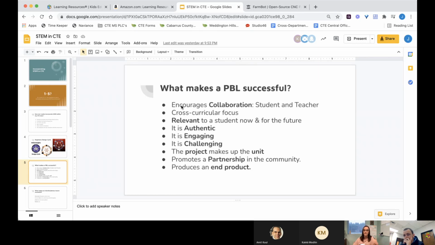Having that application, and making sure you're letting the students see the relevance of what they're learning, is definitely going to help keep it authentic, keep them engaged, and also make it challenging for them. Typically with problem-based learning, the project itself makes up the unit. I talked about this a little bit earlier when we were first looking at this slide, about how you give the information along the way.